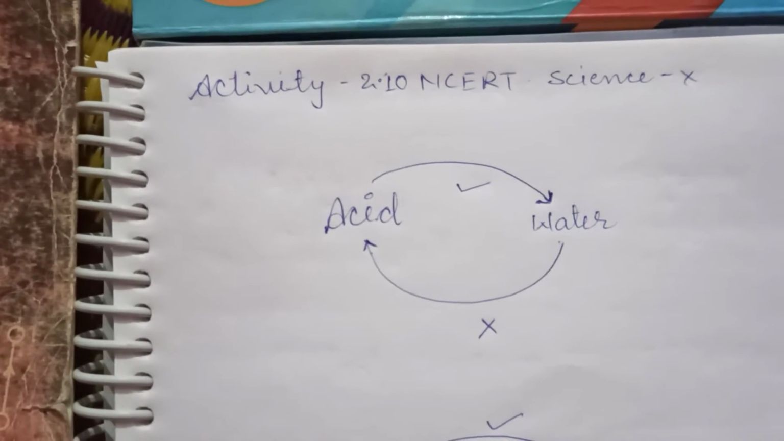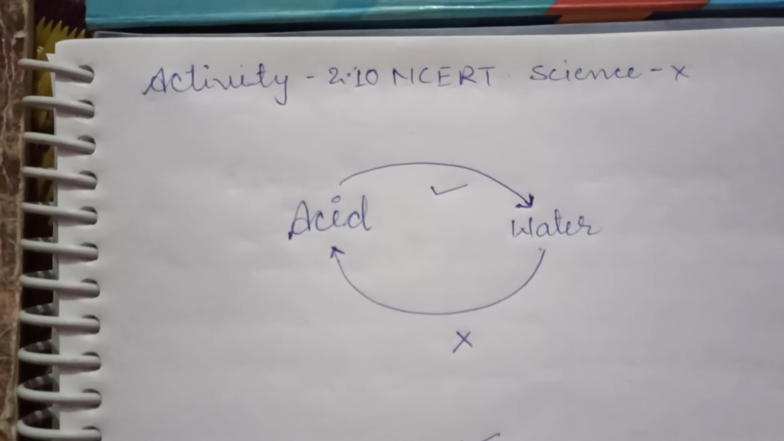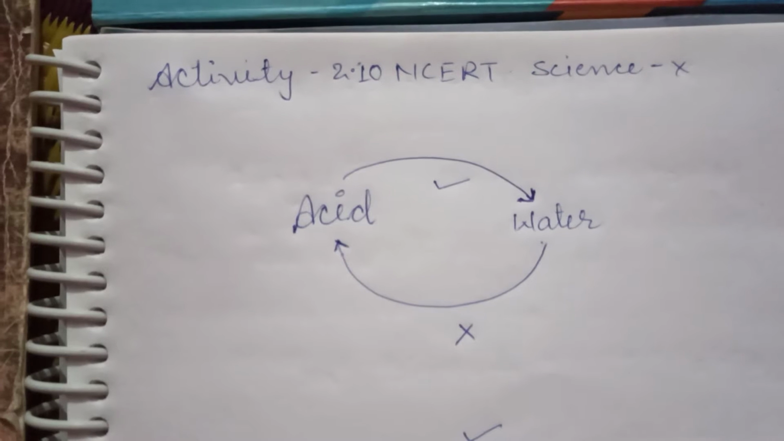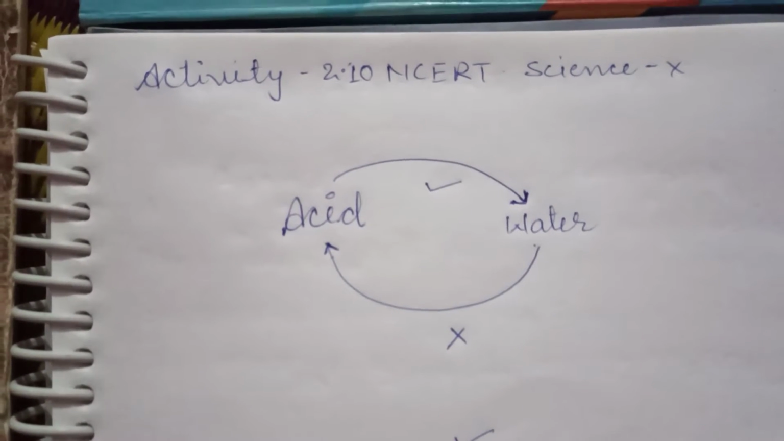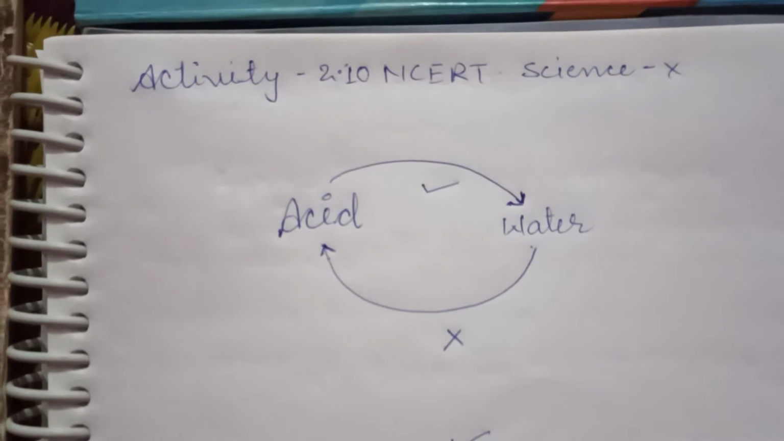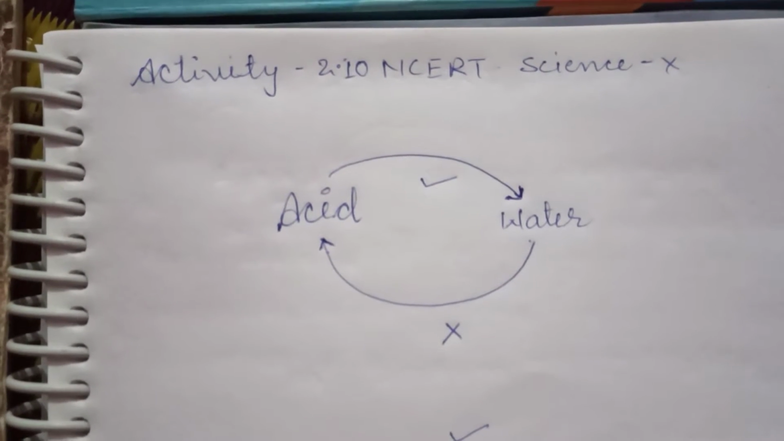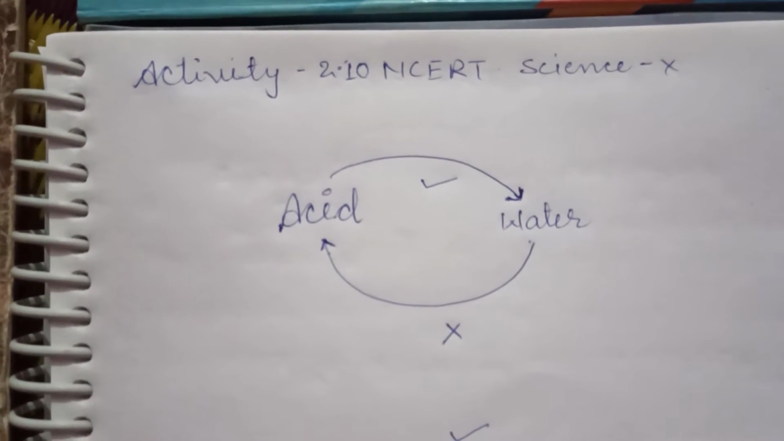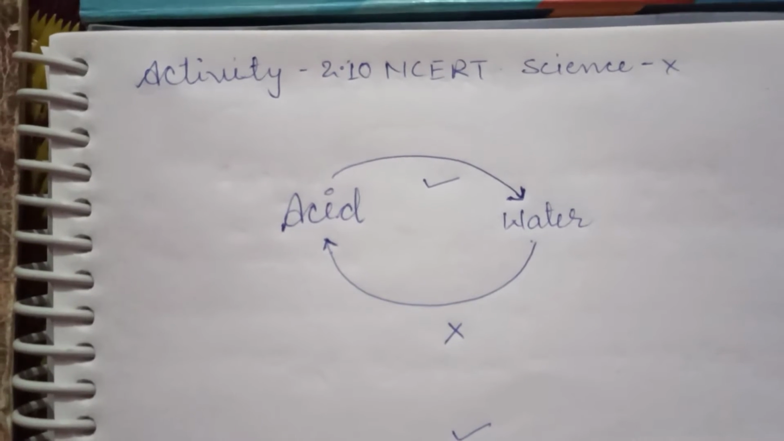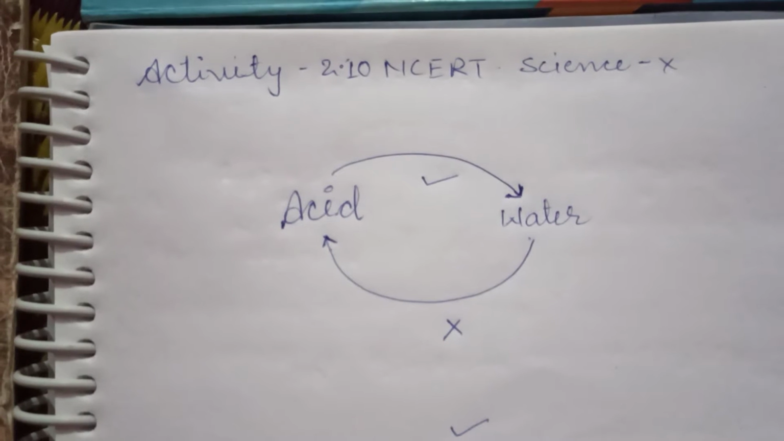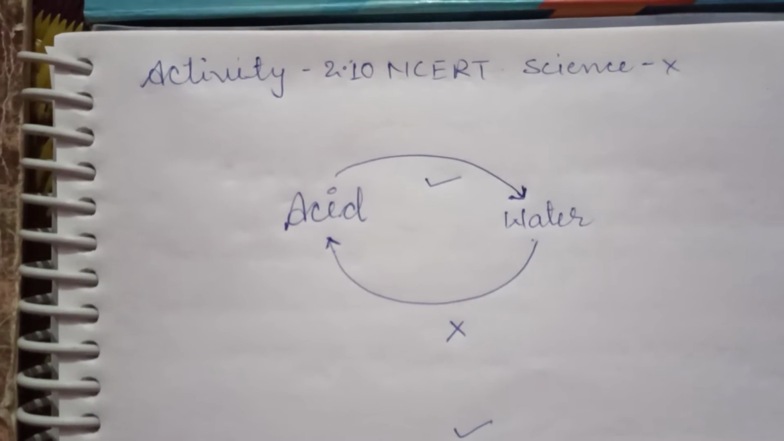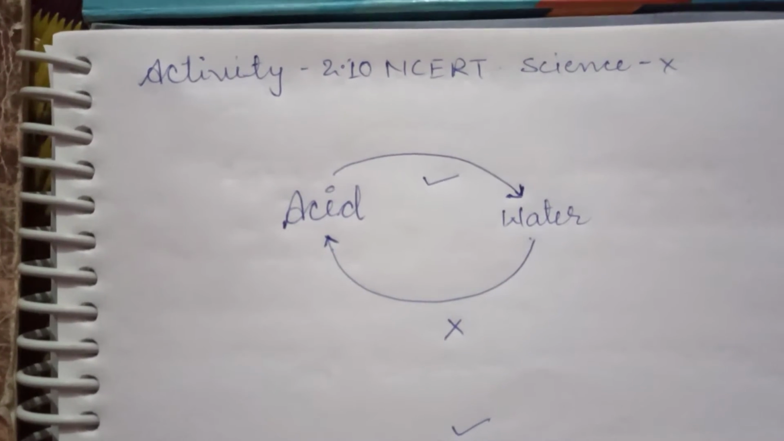Hello students, let us discuss now activity 2.10 NCERT Science class 10th. In this activity, it is asked to take 10 ml of water in a test tube. Then add a few drops of concentrated H2SO4, sulfuric acid, in it.